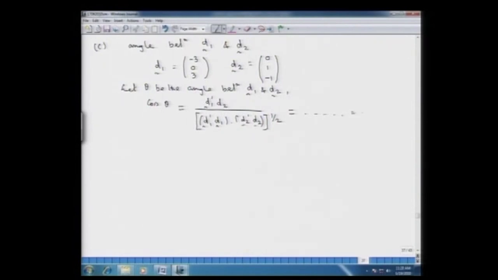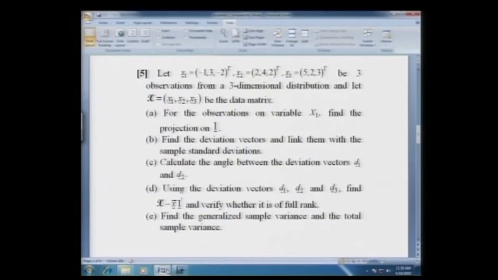Suppose this turns out to be A, so this would imply that theta, the angle between the two deviation vectors D1 and D2, is cosine inverse of A. That is the numerical value that is going to come using these D1 and D2 vectors. Let us now move on to the next part of the problem. Let us see what it is that we are trying to find out here.